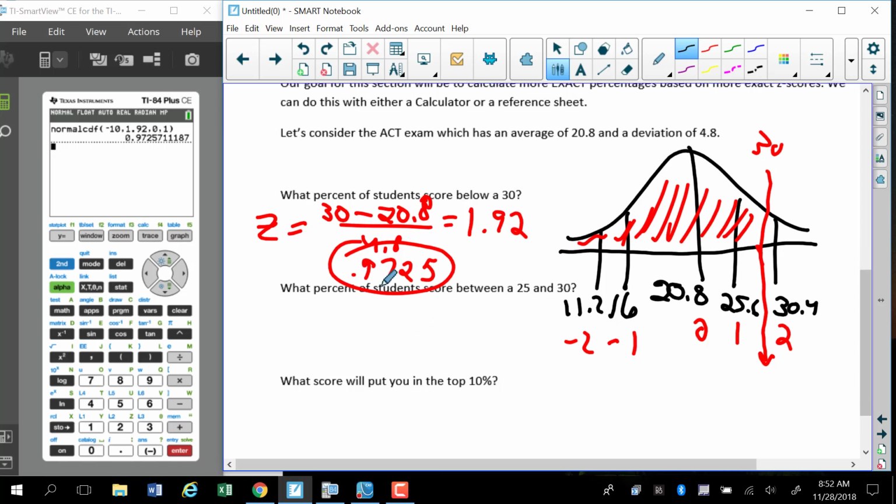Now, let's say we want to get what percent of students score between 25 and 30. So now, if I go back to here, we want to look at the percent of students that are scoring between 25 and 30. So that's here to here. That's in green. That's not nearly as much, maybe 20, 25, 30% based on our sketch. So let's calculate the z-score. We already know what the z-score of 30 is, which is the 1.92. Let's get the z-score of 25.